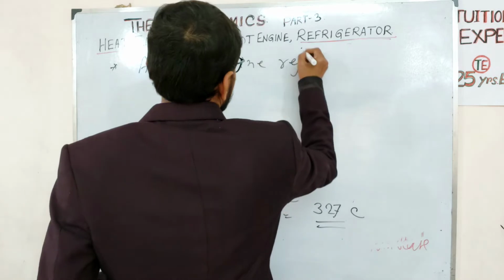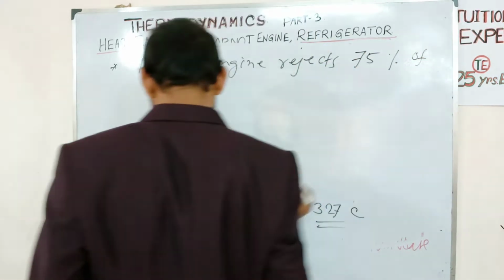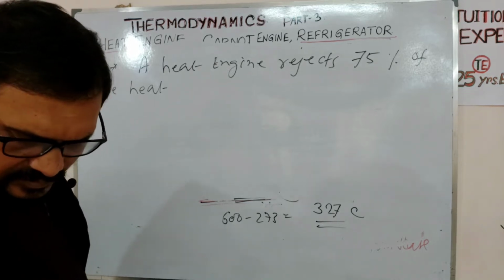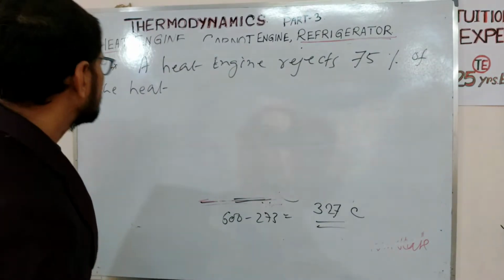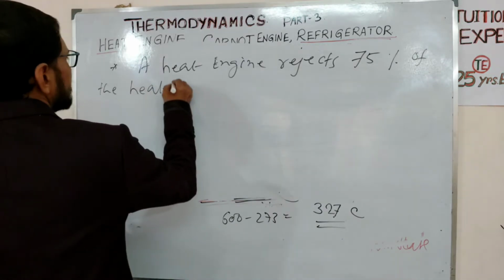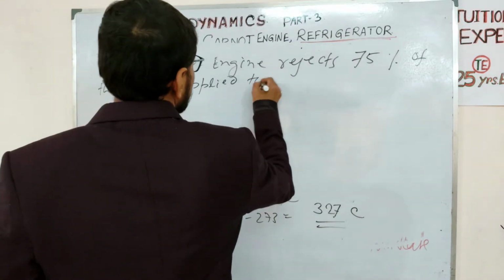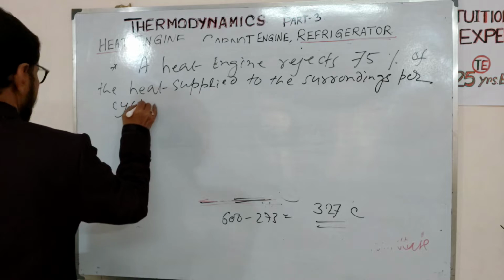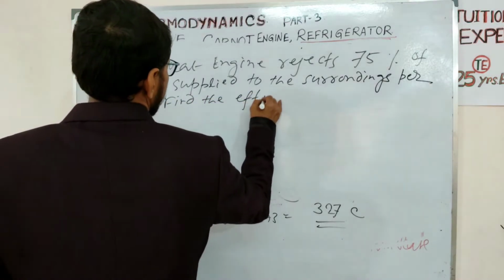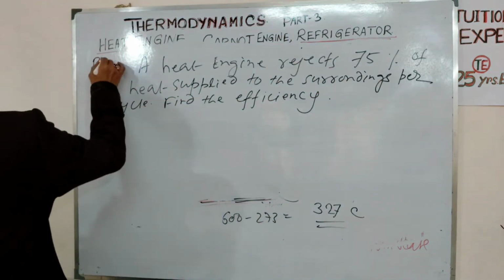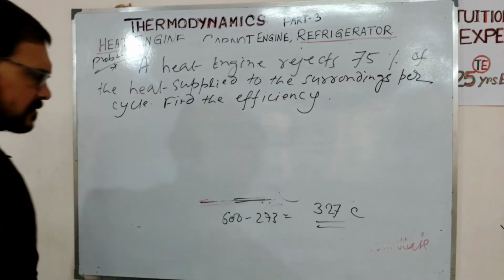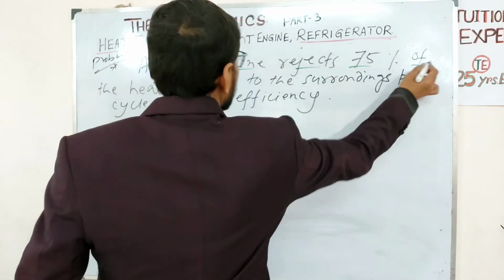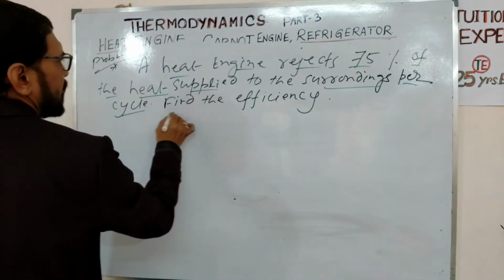Problem 2. A heat engine rejects 75% of the heat supplied to the surroundings per cycle. Find the efficiency of the heat engine.